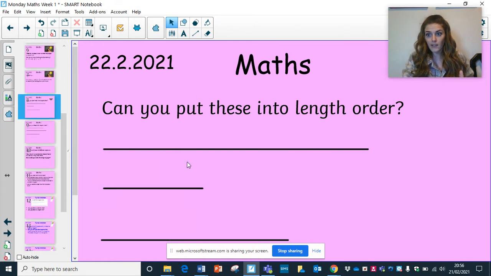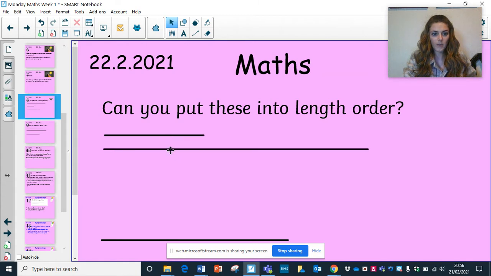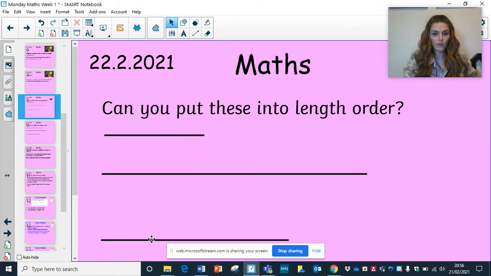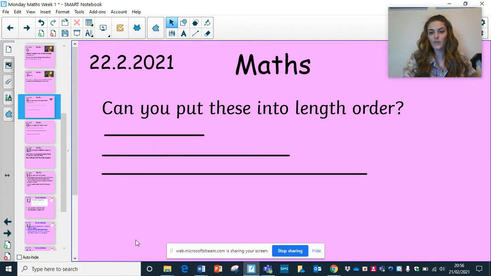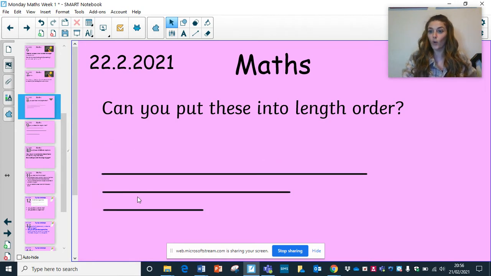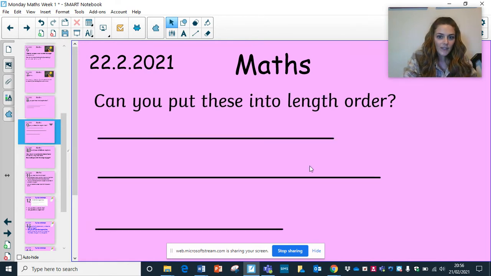Okay, so hopefully, if you've done that correctly, we'll move these around now. You should have them in this order. Okay? So I've done it from shortest to longest. You could then do it the other way and have them in this order, longest to shortest. Both is okay. The next slide then, I've got some different lengths now, different length lines.